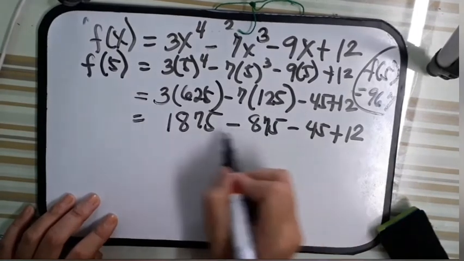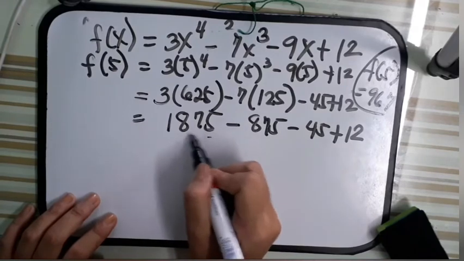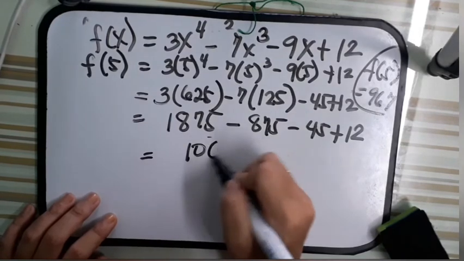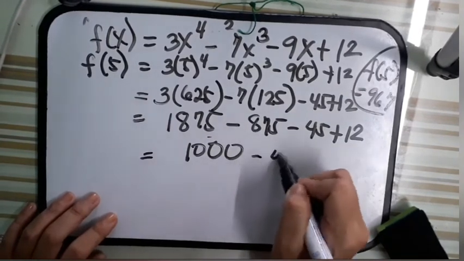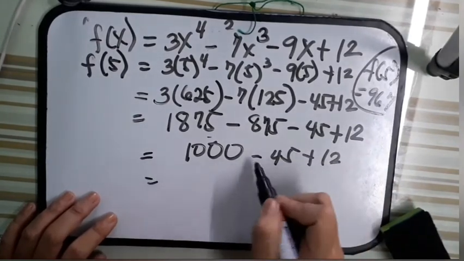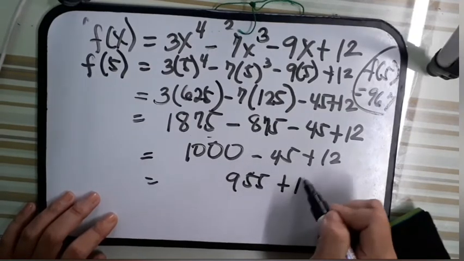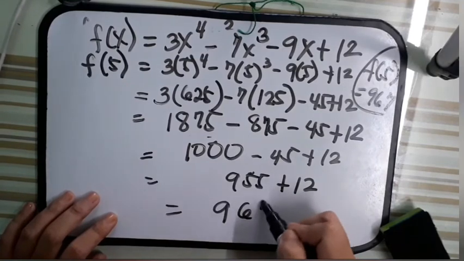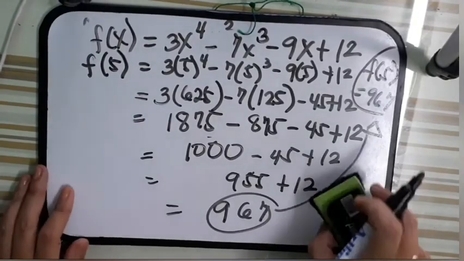Now, as you can see, it is easier if we combine these two first, because we have 875 here and 875 here. It will become 1,875 minus 875 is 1,000, minus 45 plus 12. Now, 1,000 minus 45 is 955, plus 12. So the answer is 967, and we get the same remainder. That's it.